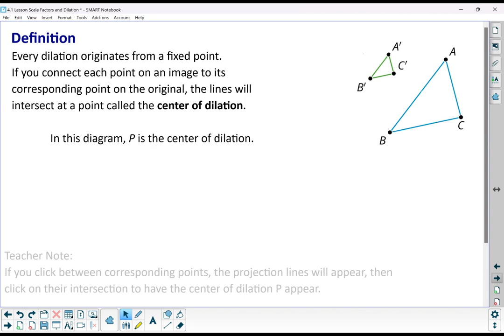So every dilation originates from a fixed point. And if you connect each point on an image to its corresponding point, the lines will intersect. So if I connect A to A prime, and B to B prime and C to C prime, you can see that those are all converging upon that point P. That point P is called the center of dilation, and every dilation originates from a fixed point like that, called the center of dilation.